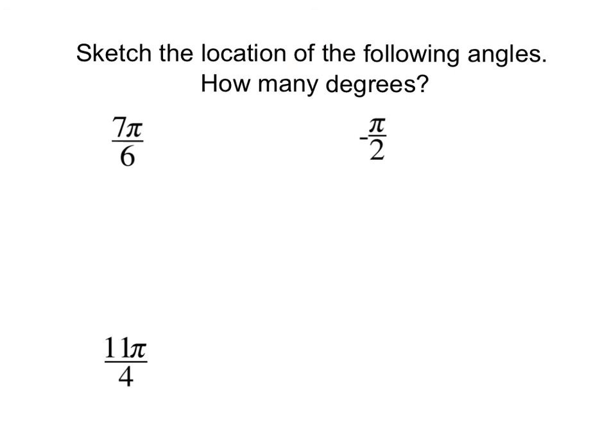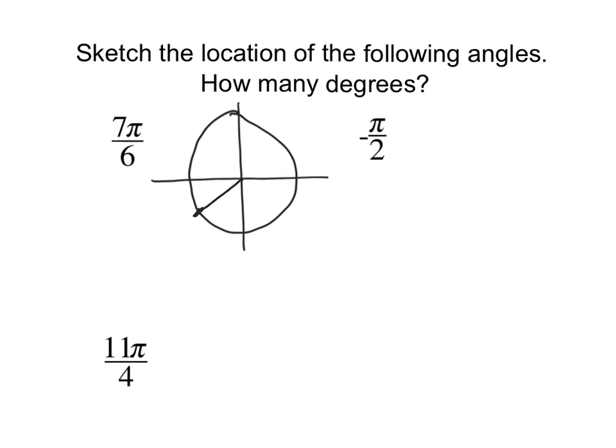Sketch the location of the following angles. How many degrees? So we want you to make a sketch and then convert from radians into degrees. 7 pi over 6. When you're asked to make the sketch, and you'll be asked to do this in the homework, draw your coordinate plane, draw your unit circle. 7 pi over 6 is right in this area. So draw a line from the center to the point on the circle. Mark your angle and label it 7 pi over 6.